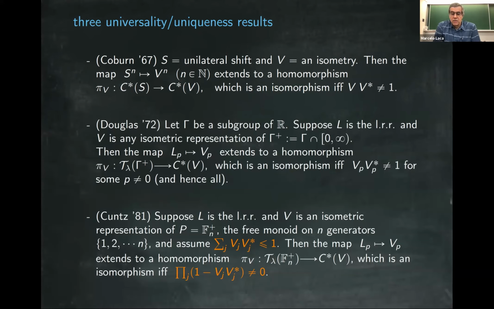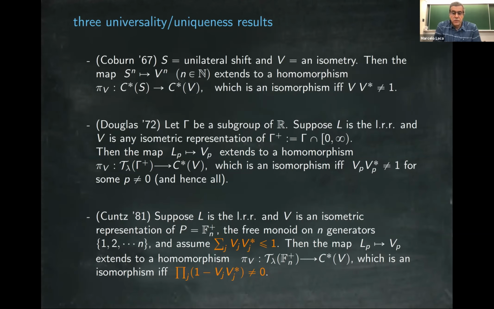and if you assume that the generators have orthogonal ranges, so that's the first orange condition there, which is special and different from the others, then the map that assigns the left regular generators to the new generators V_i extends to a homomorphism of the reduced Toeplitz algebra of F_N plus onto the C-star algebra generated by V.